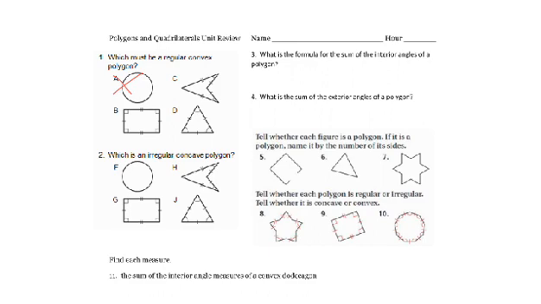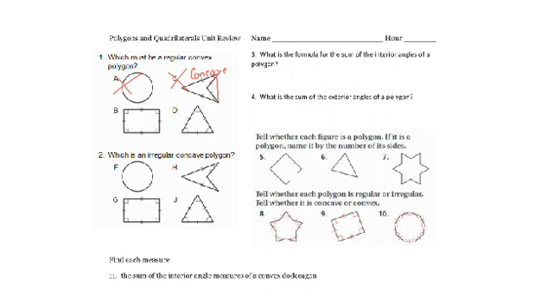Convex, though, C is not convex, so I'm going to cross out that. That is concave because remember, if you draw a diagonal from this vertex to this vertex, it goes outside of the polygon. So that makes this one concave.